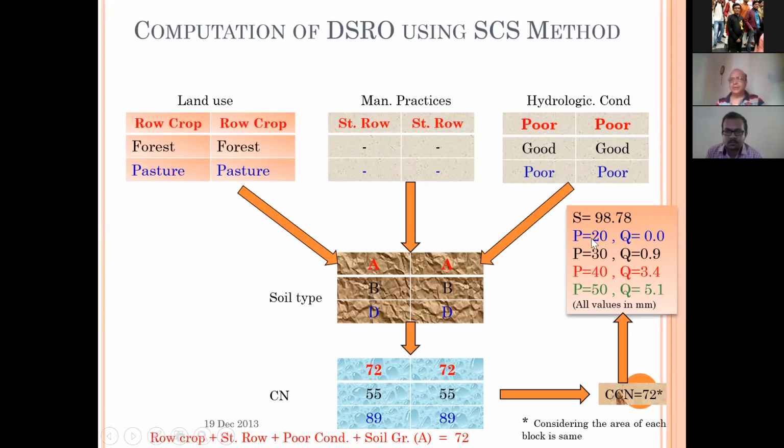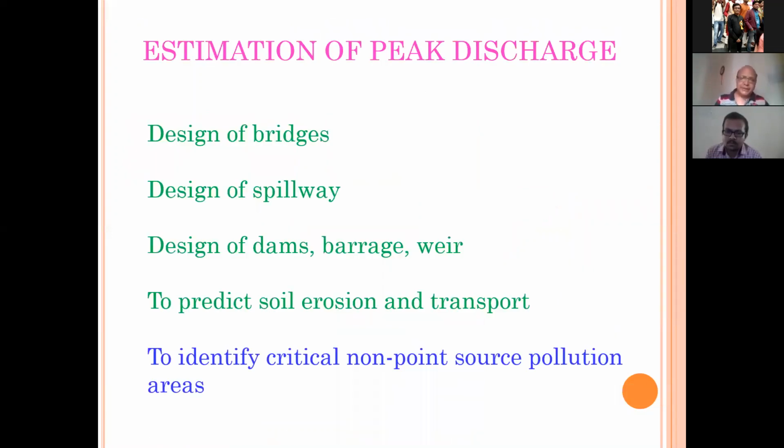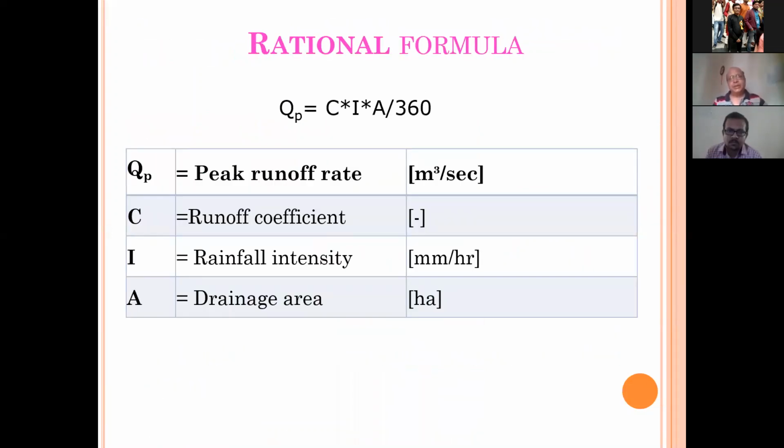So if P, the rainfall, is 20 mm, we will not get any runoff. If rainfall is 30 mm, we will get only 0.9 mm of runoff. Generally when you go in the field, you will have rainfall data, but you will not have any runoff data. So this type of model you can use to determine it. Then peak discharge you can determine using the rational formula.